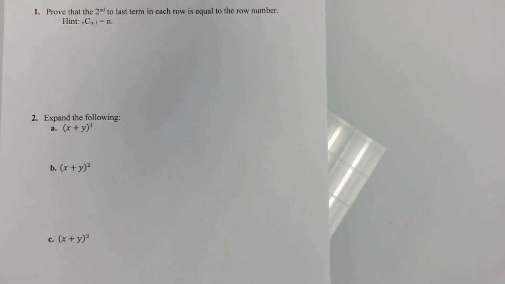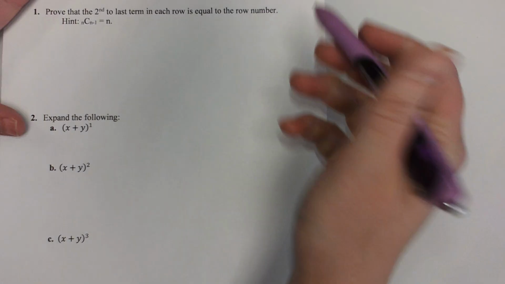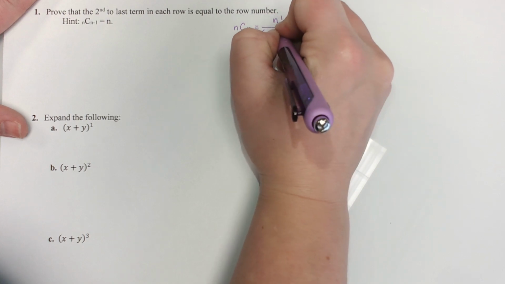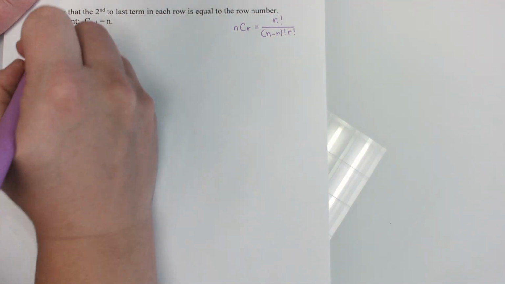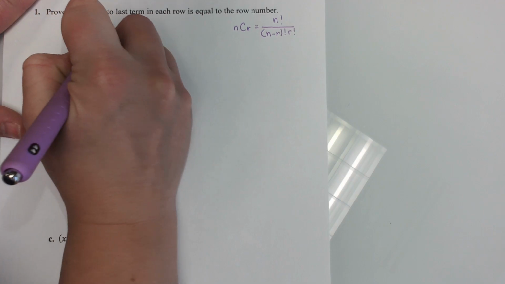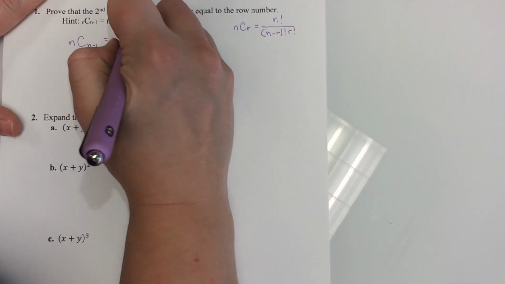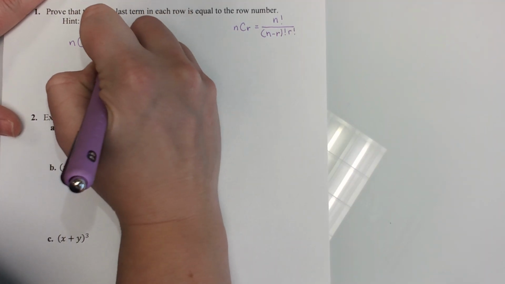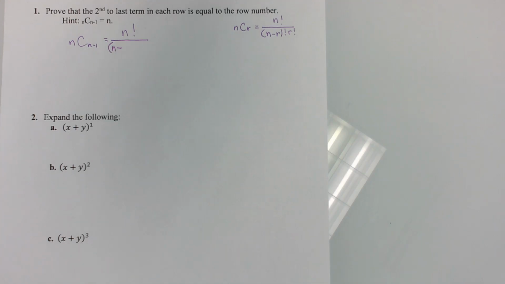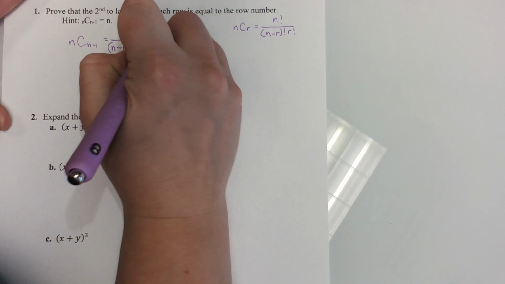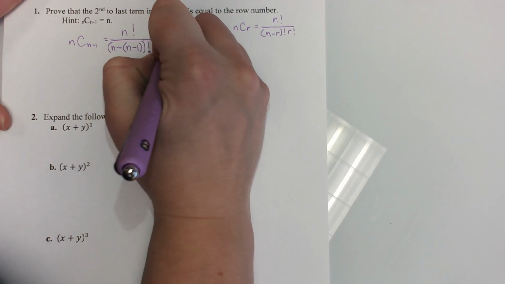To do this, we have our combinations formula. N combinations of r is equal to n factorial over n minus r factorial, r factorial. N combinations of n minus 1: n stayed n, r became n minus 1. So that's n factorial over n minus. Now when you substitute things in, technically you put them in parentheses. It's not always necessary, but in situations where you're subtracting things, it's necessary. So when I plug in n minus 1, it needs to go in its own parenthesis, both there and here.